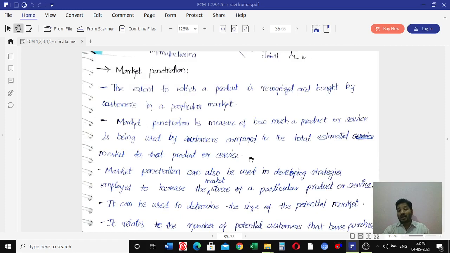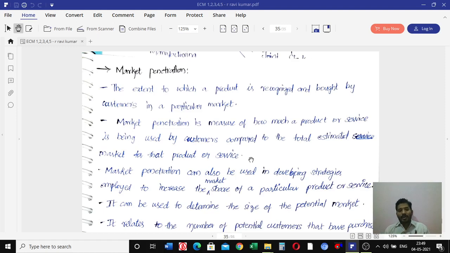What about market penetration? In market penetration, we know very well that it is the extent to which a product is recognized and bought by customers in a particular market. Market penetration is measured by how much a product or service is being used by customers compared to the total estimated market for that product or service.